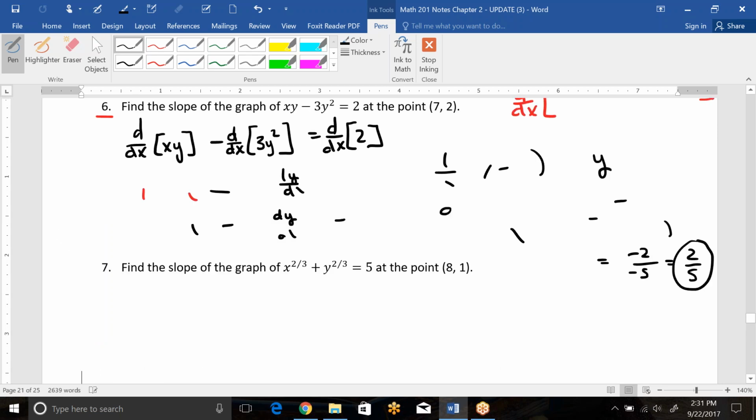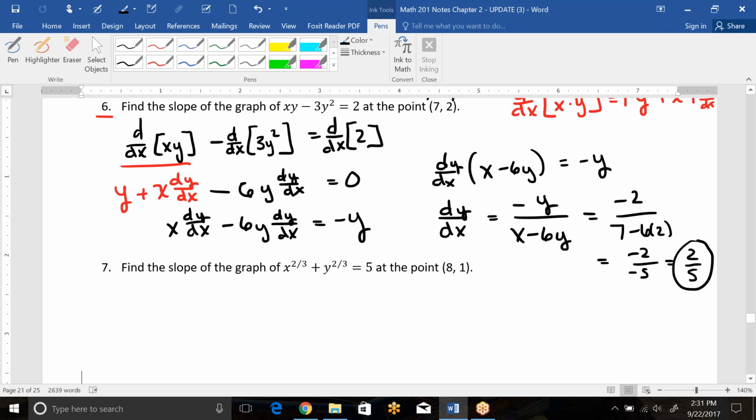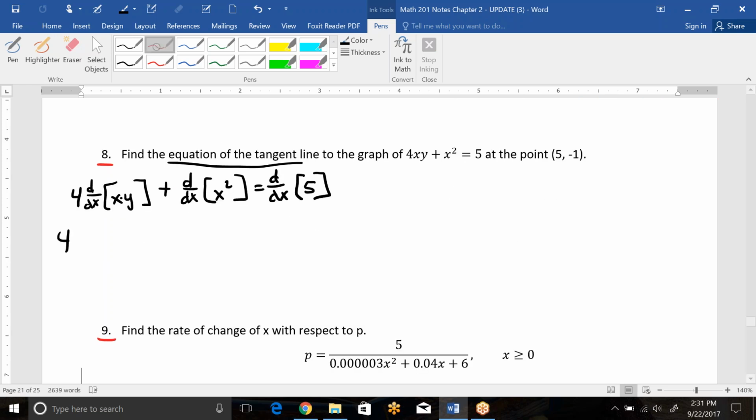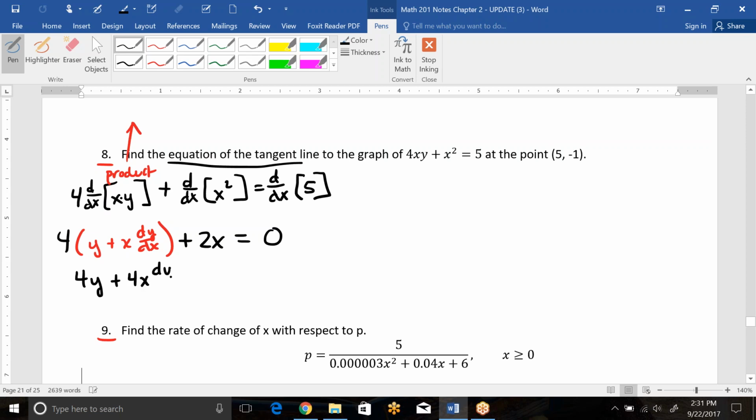So remember, x times y was y plus x dy/dx. I'm going to use the red to remind ourselves that I got that from up top. So this right here was a product rule from the previous problem. We'll have to distribute the 4 to that, and then we're going to take the derivative of x squared, so that's just going to be 2x, no dy/dx since the variable matches, and this would just be 0. So this is 4y plus 4x dy/dx plus 2x equals 0.